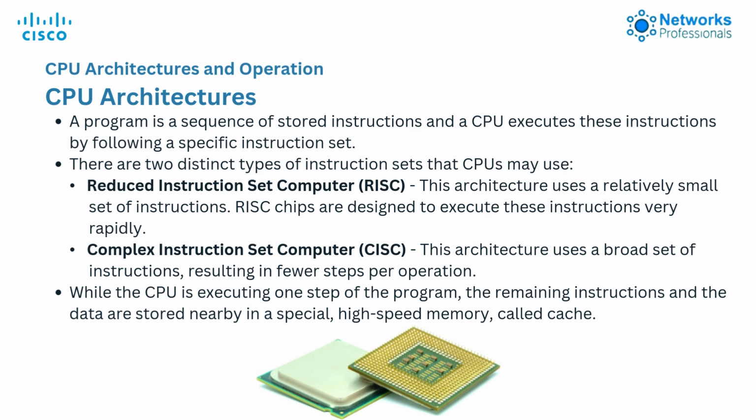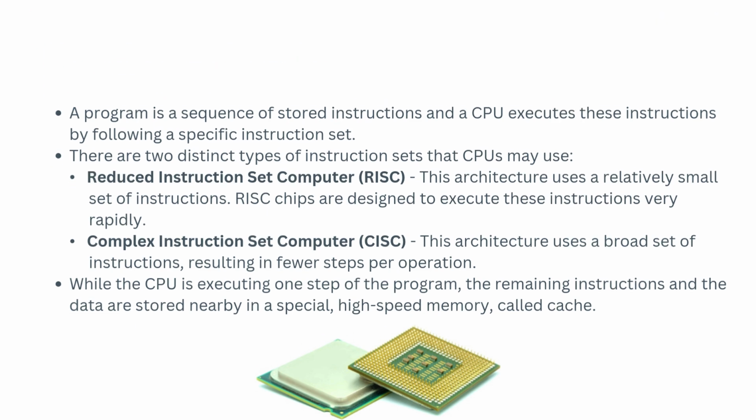Complex Instruction Set Computer, CISC. This architecture uses a broad set of instructions, resulting in fewer steps per operation. While the CPU is executing one step of the program, the remaining instructions and the data are stored nearby in a special, high-speed memory, called cache.